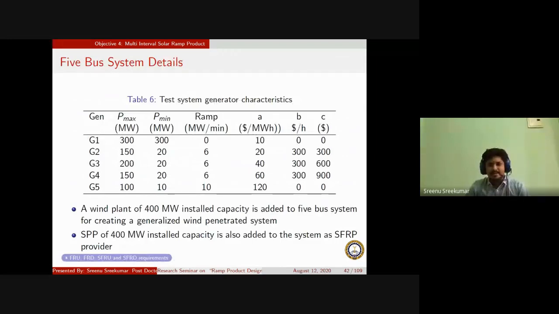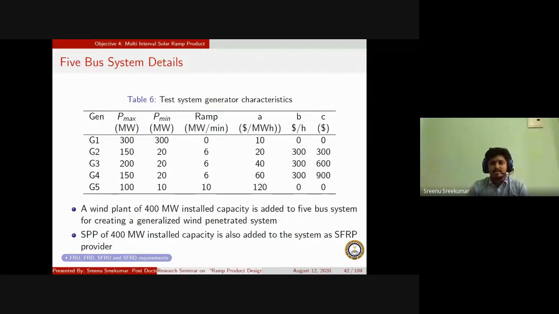Test system generator characteristics are shown in table 6. And a wind plant of 400 megawatt installed capacity is added to the 5-bus system for creating a generalized wind penetration scenario. And also an SPP of capacity 400 megawatt is added as an SFRP provider.